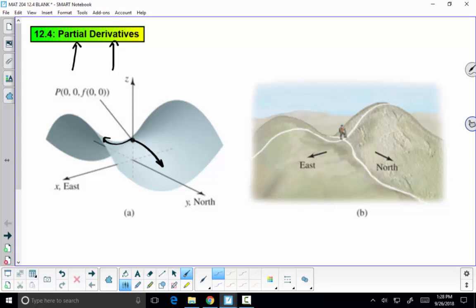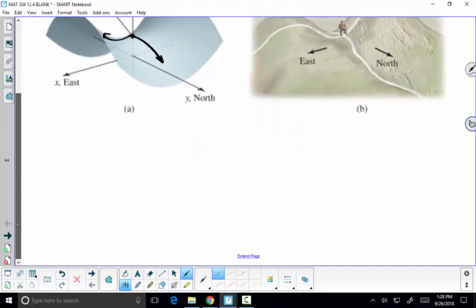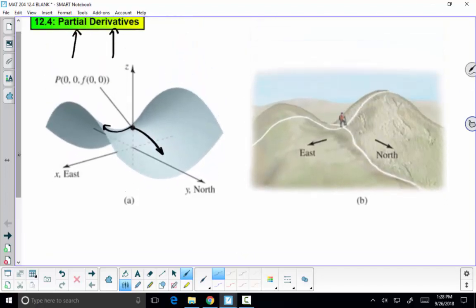So the partial derivative of f with respect to x, I'll write those words down in a minute. Let's just talk about the concepts for a minute. And if you walk along the surface and you look down and you're going along the positive y-axis, that will be the partial derivative with respect to y.